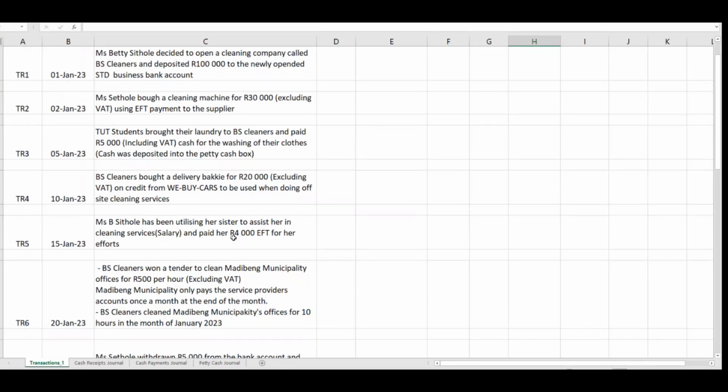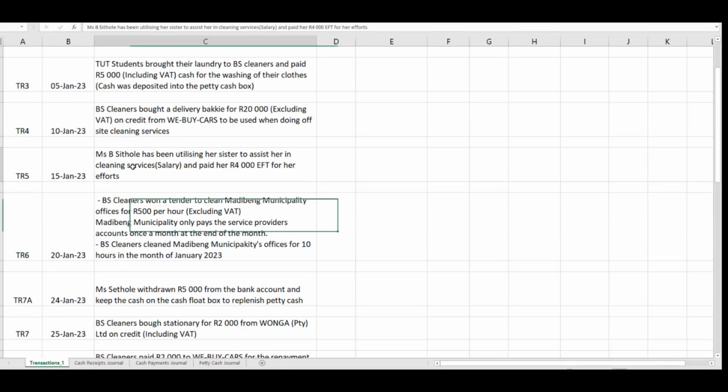That was transaction number 4. Let's move to transaction number 5. It says Ms. Bustutel has been utilizing her sister to assist her in cleaning services, and she paid a salary of 4,000 rands for her effort. Did we say anything about VAT here? We did not mention anything about VAT here. So meaning no VAT effect, right? Yes, sir.